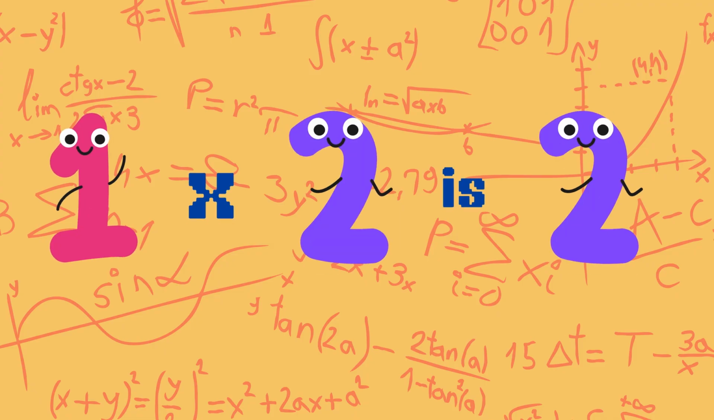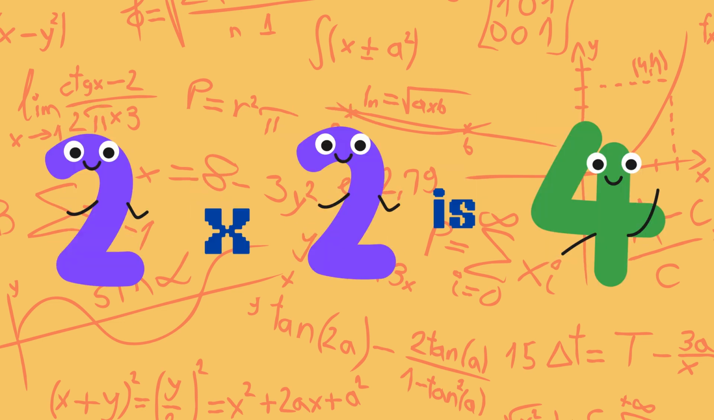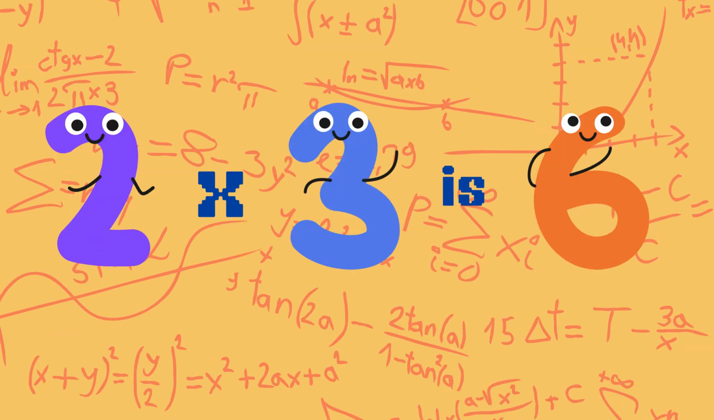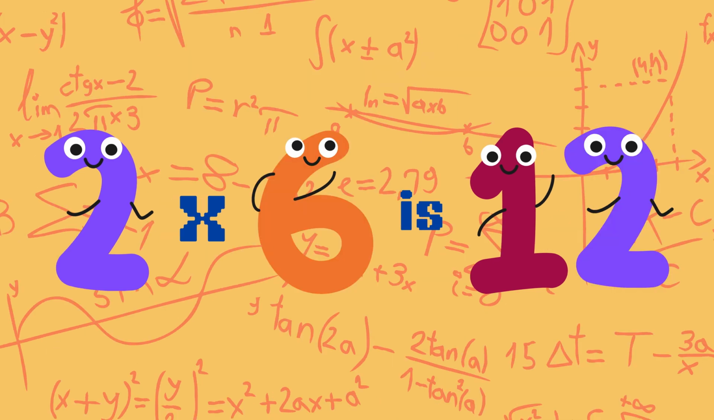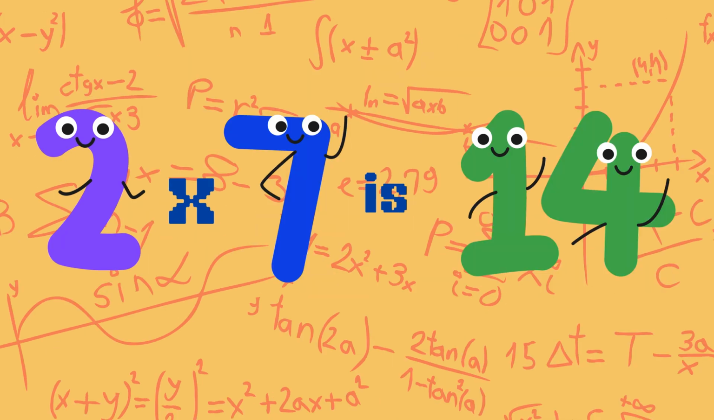1 times 2 is 2. 2 times 2 is 4. 2 times 3 is 6. 2 times 4 is 8. 2 times 5 is 10. 2 times 6 is 12. 2 times 7 is 14.